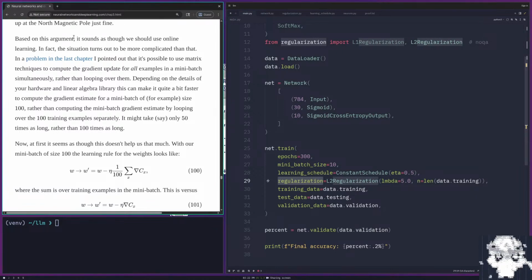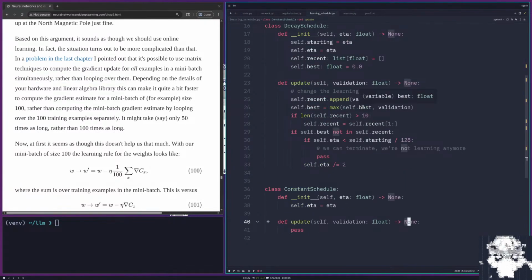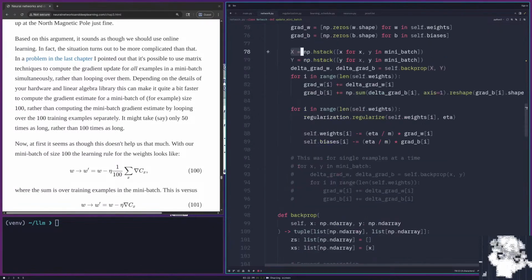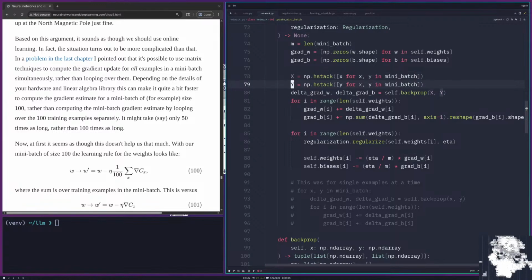In a problem in the last chapter, I pointed out that it's possible to use matrix techniques to compute the gradient update for all examples in a mini batch simultaneously, rather than looping over them. And that's what I've got implemented. That's this craziness over here. X equals H stack. Pretty cool.